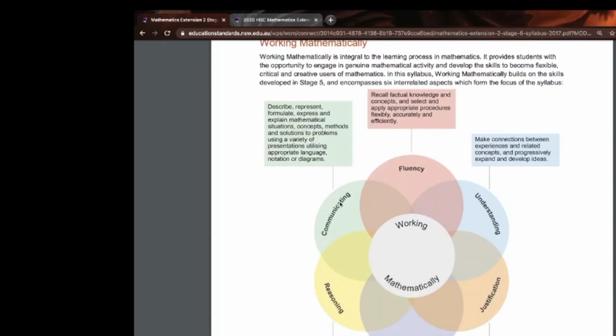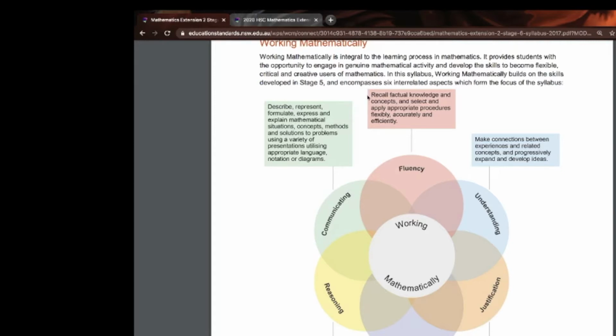Communicating. This is really emphasized in the syllabus. Describe, represent, formulate, express and explain mathematical situations, concepts, methods, and solutions to problems using a variety of presentations utilizing appropriate language, notation, and diagrams. Now, the new syllabus does emphasize a lot of technology usage, which we'll see when we get into each topic. And communicating is a key part to this. And communicating, it's not just what you write, it's how you write it. Even in an exam, you want to be really neat with your working, and that will allow you to communicate your understanding effectively and thoroughly to the marker.